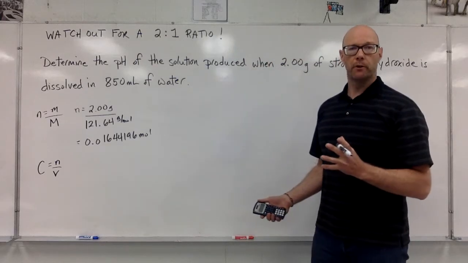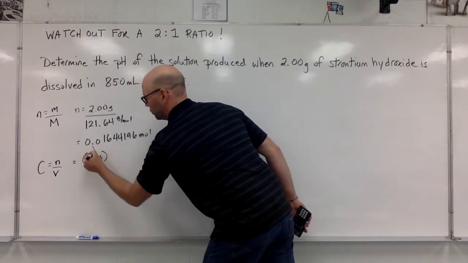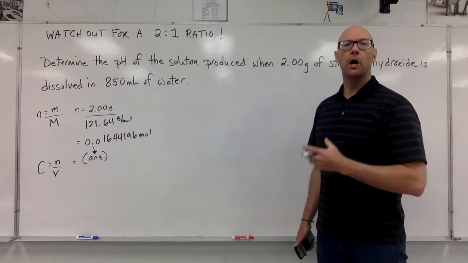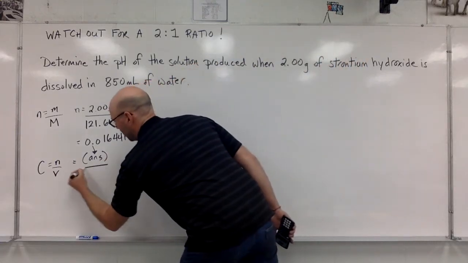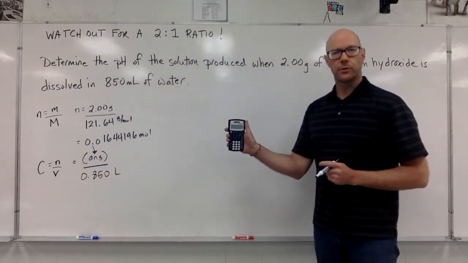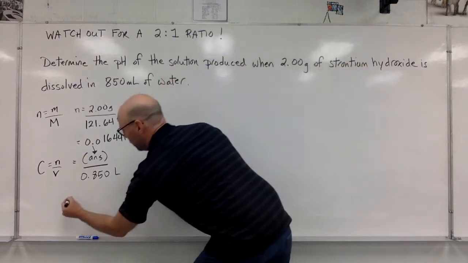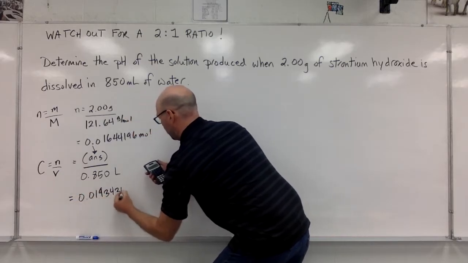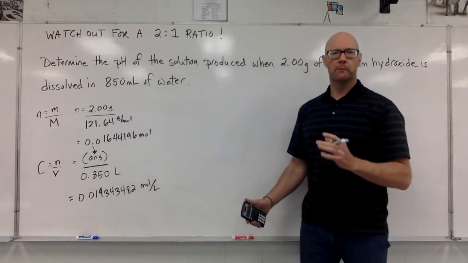After we have the moles, we can convert that into a concentration by doing C equals n over V. We have our number of moles here, still just keeping it on my calculator screen, divided by the volume converted into liters. We have 850 milliliters. That's 0.850 liters. I'm going to divide by 0.85, which is equal to 0.019343482 moles per liter.